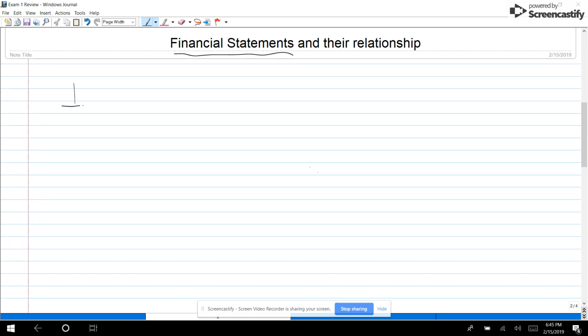So let's start with the income statement. I'm going to abbreviate it as IS. On the income statement, we know that we're going to have the accounts revenues, which I'm going to abbreviate as R, and expenses. And what do we get when we subtract expenses from our revenues? Net income.